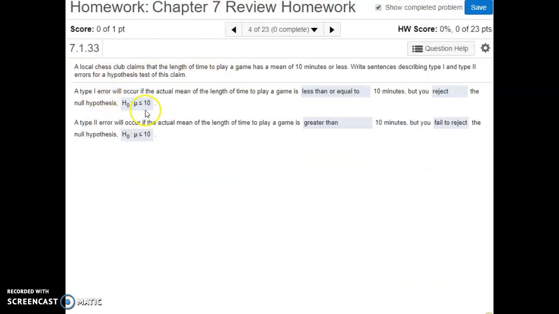So once we've established what the null hypothesis is, a type 1 error is when we reject the null hypothesis, but we shouldn't because it's true, which would mean that the game time actually is less than or equal to 10 minutes, but we end up rejecting the null anyway. That's a type 1 error. A type 2 error is when you fail to reject the null, but you should have because it's incorrect. In this case, that would be that the mean game time is greater than 10 minutes, and we fail to reject our null claim that it is less than or equal to 10 minutes.